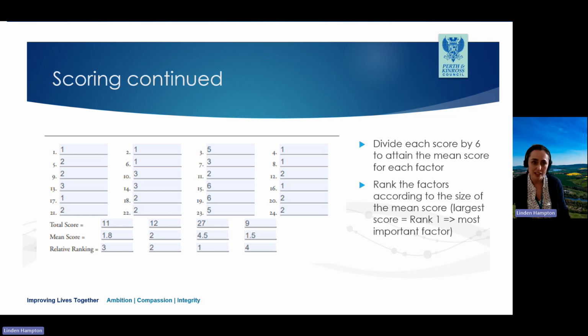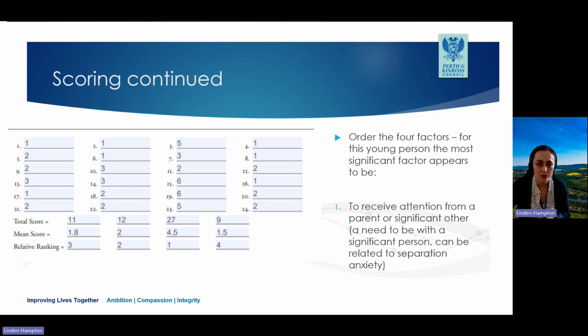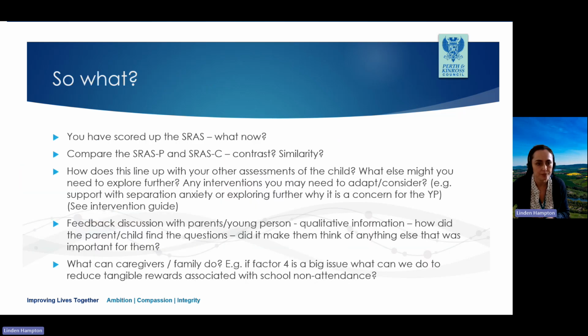And as I mentioned earlier, if you're seeing this in the child's version, but on the adult's version you're seeing maybe factor 1 or 2 as being the most significant, that maybe tells you something that needs a bit more exploration. Okay, as I said, we've ordered the 4 factors, and for this young person, it's to receive attention from a parent or significant other, or a need to be with a significant person. It can be related to separation anxiety.